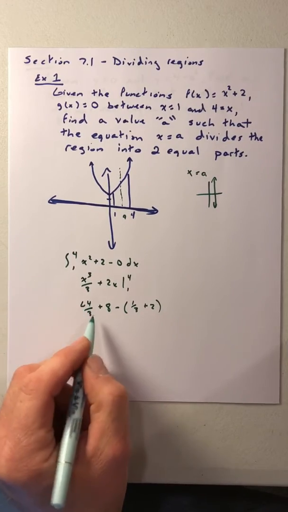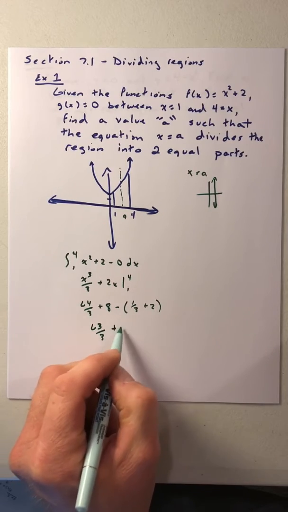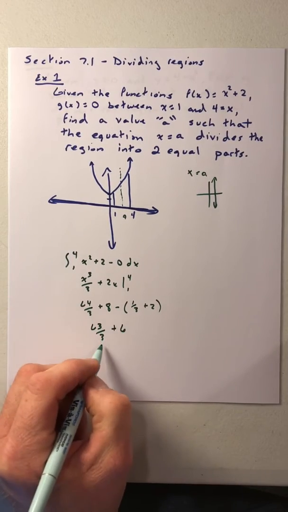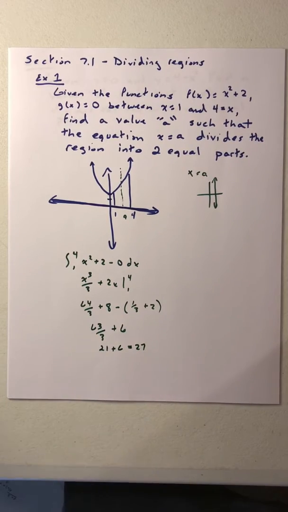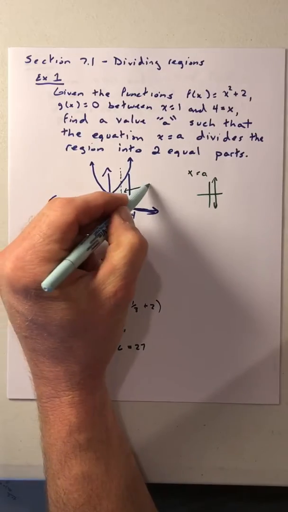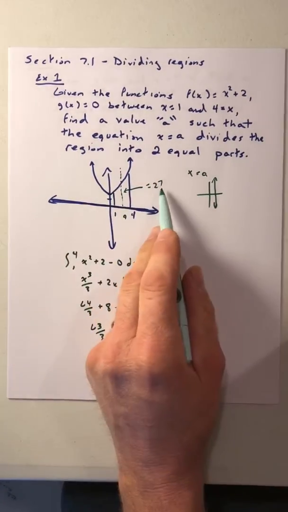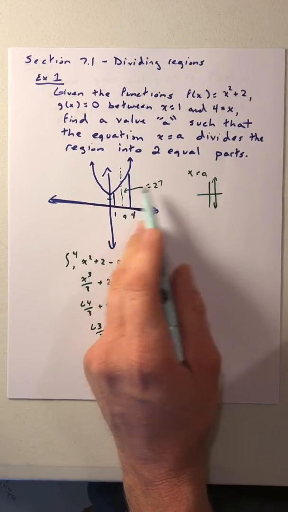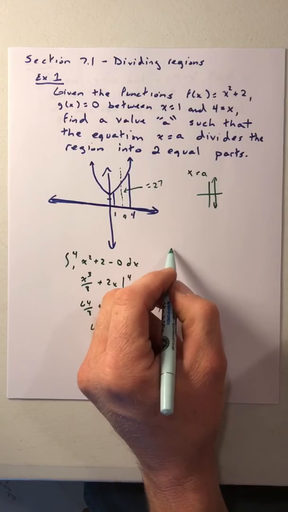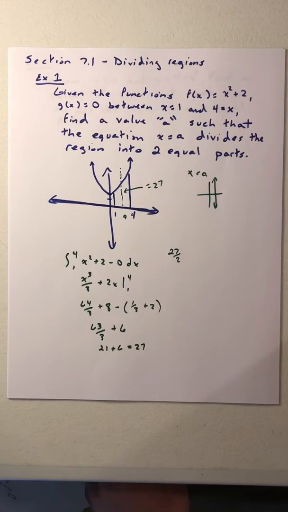So my area is going to be what? 63 thirds here plus 6. 63 thirds is 21 plus 6, or 27. So I know my area overall is 27. Well, if I want these to be equal parts, I know that I need half of an area here and half an area here. Half of 27 gives me 27 halves, or I can go 13.5.